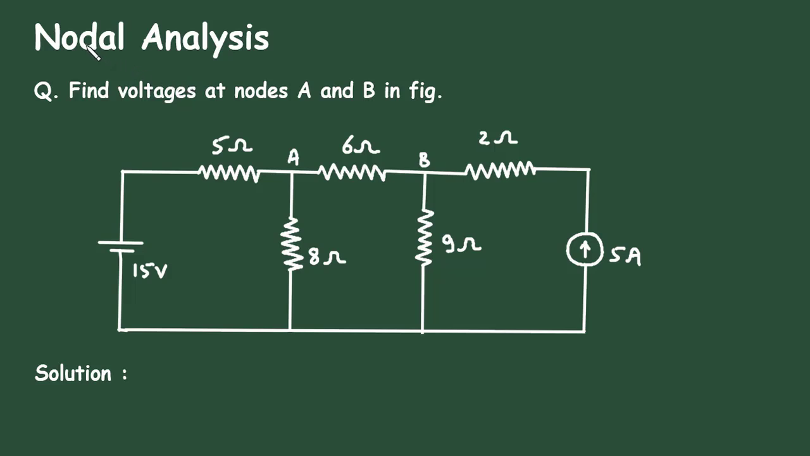Nodal analysis. Question: find the voltages at nodes A and B in the figure. Here in this circuit, we have to find its node voltages, that is the node A voltage and node B voltage, by using the nodal analysis method. Solution.